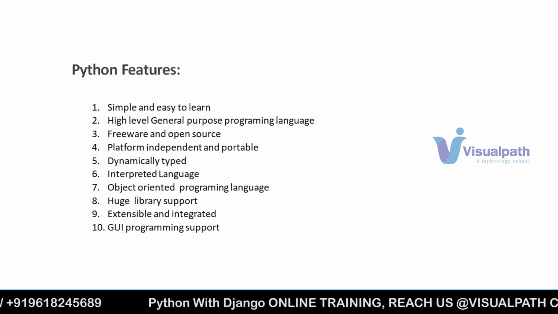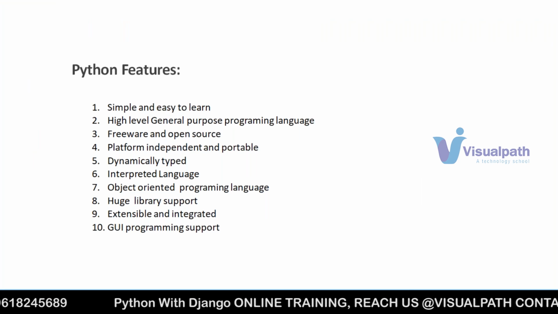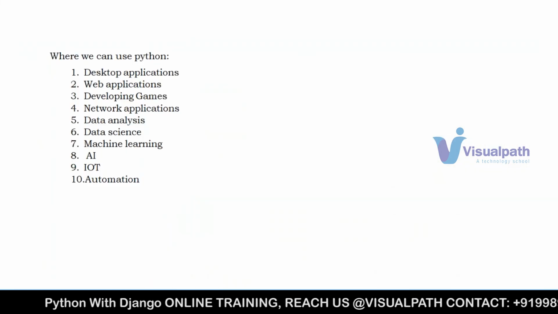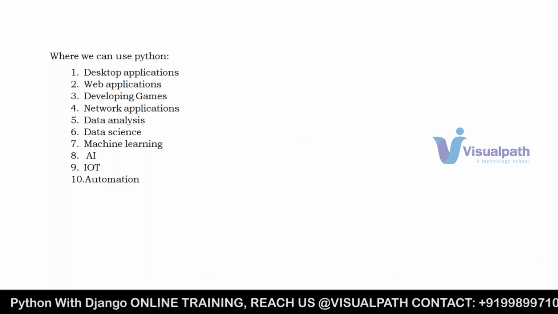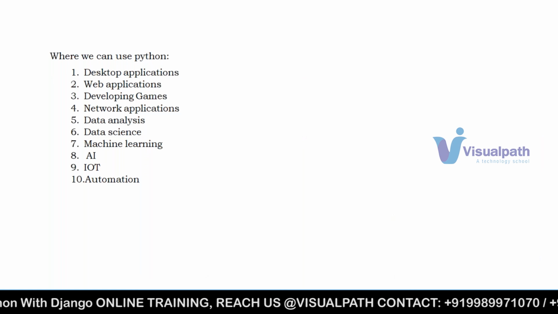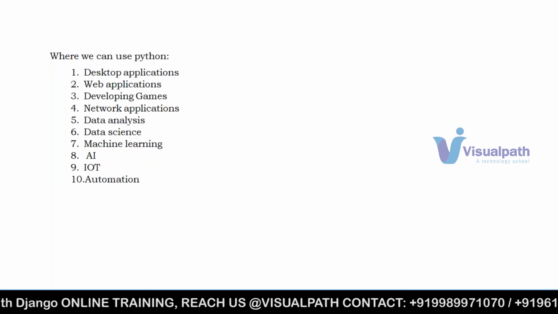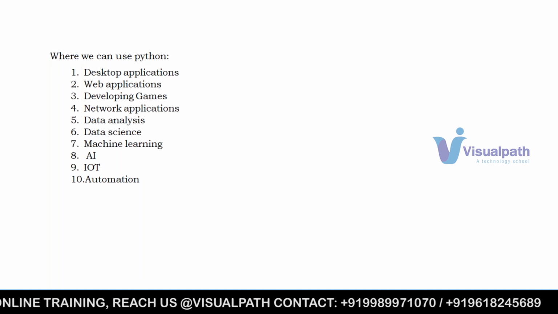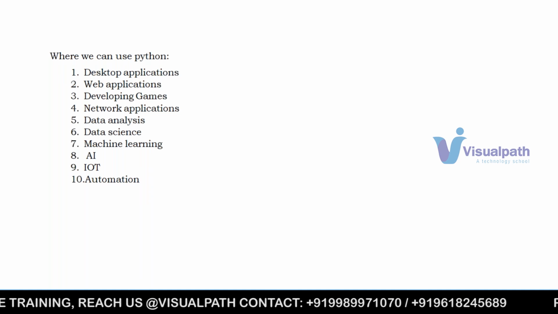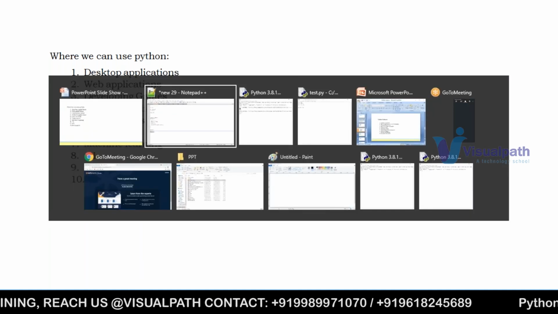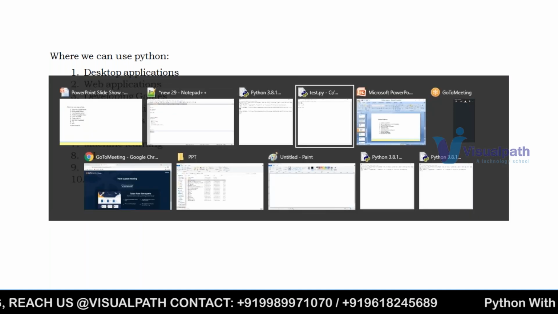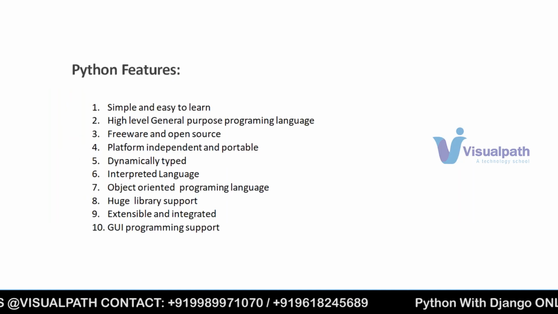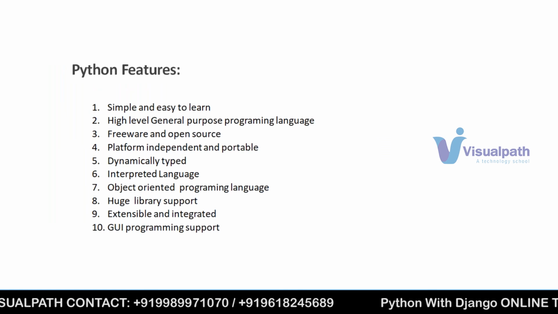And also it is a general purpose programming language. So why do we call it a general purpose programming language? If you go back to our yesterday session, where can we use Python? Everywhere we can use Python. Desktop applications, web applications, gaming industry, network applications, data analysis, right? So everywhere. It is so generic. So that's why we call it a general purpose programming language. That means this programming language we can use everywhere. High level and general purpose programming language.